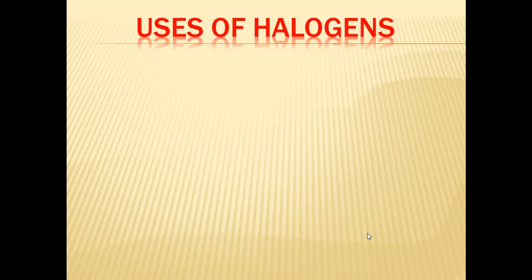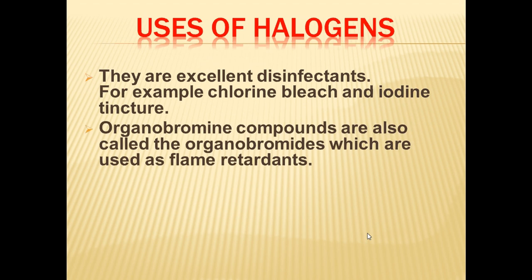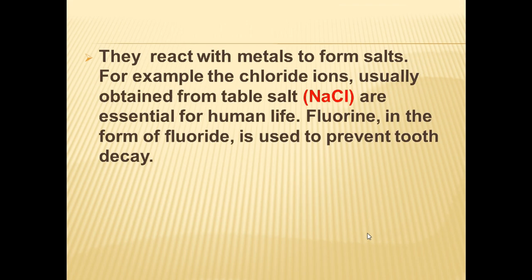The third part of our today's lecture is uses of halogens. Halogens are excellent disinfectants. For example, chlorine bleach and iodine tincture. Organobromine compounds are also called organobromides, which are used as a flame retardants. They are also used in lamps and refrigerants. They react with metals to form salts.